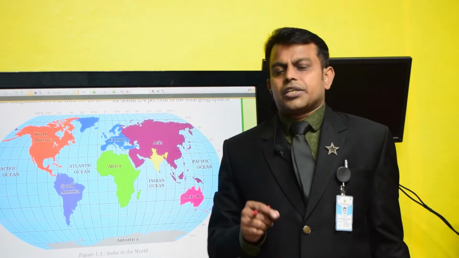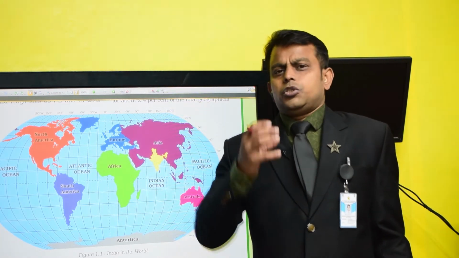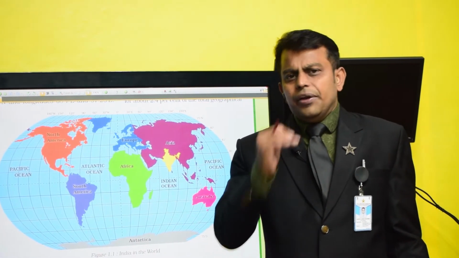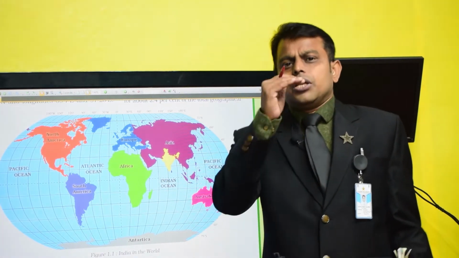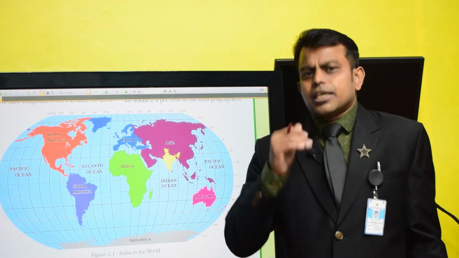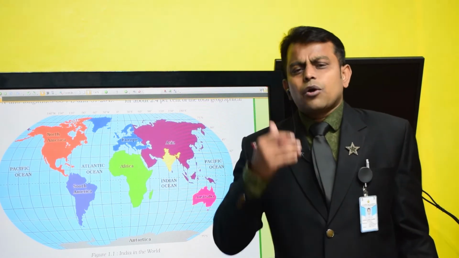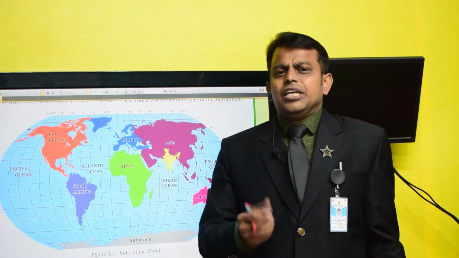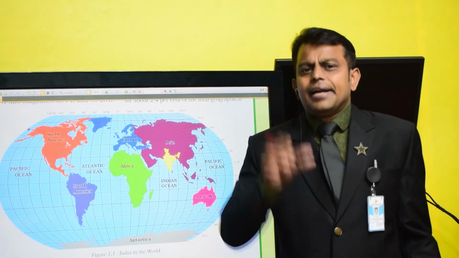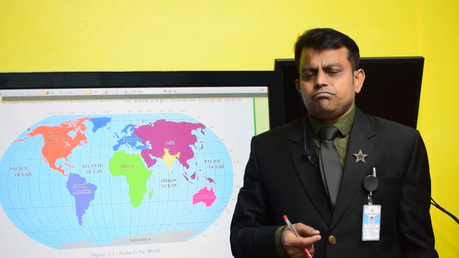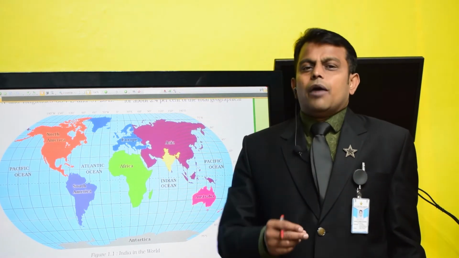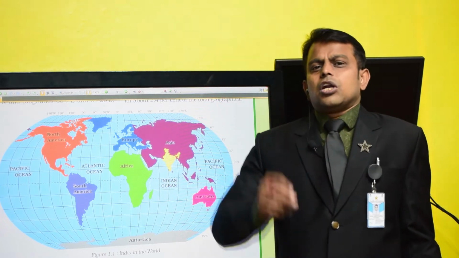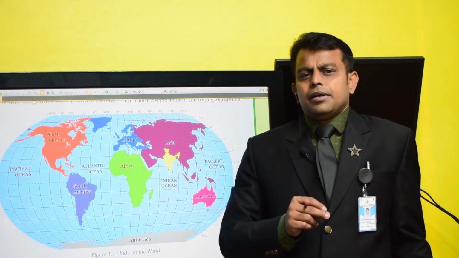Also, one question is what the geographical ratio of India is in comparison with the world. If we compare in respect of the geographical area of the world, then the portion of India is 2.4% of the land area. And what is the position of India in respect of the size of countries in descending order? We can say that the position of India in size is 7th, the seventh.